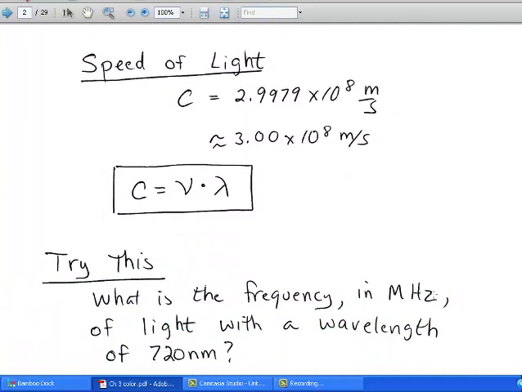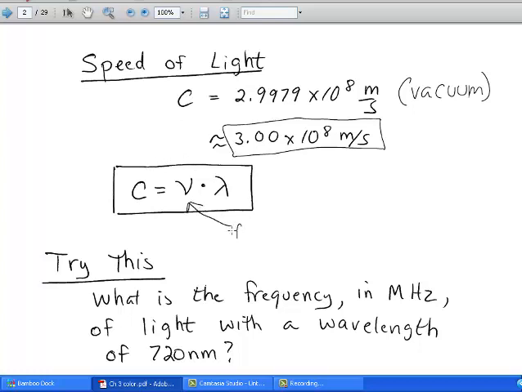All right, and the speed of light is a known quantity. It is 2.9979 times 10 to the 8th meters per second. That's the speed of light in a vacuum. And it's not much different outside a vacuum in most cases. For this course, we will probably always be able to round that to 3 times 10 to the 8th meters per second. And then an important equation relates the frequency, nu, and the wavelength, lambda, and when you multiply those two, you get the speed of light.